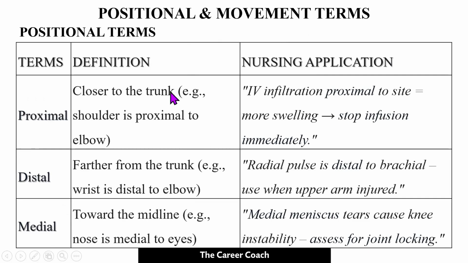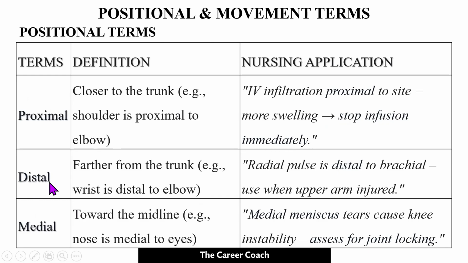Proximal is closer to the trunk. Example, the shoulder is proximal to the elbow. An IV infiltration proximal to the site will lead to more swelling. There is therefore need to stop the infusion immediately. If there is an IV infiltration, it means the line is in the tissue.